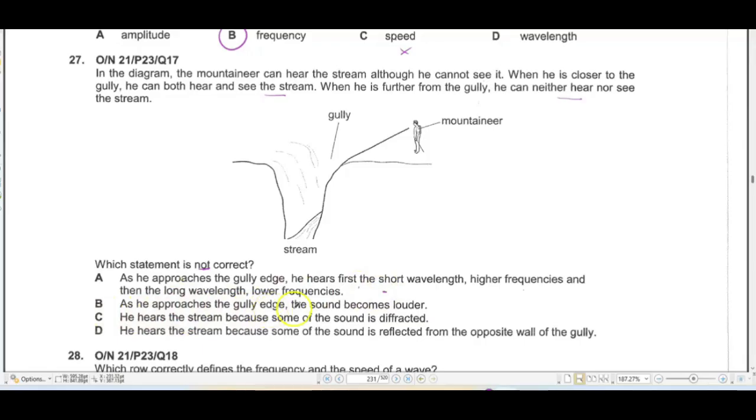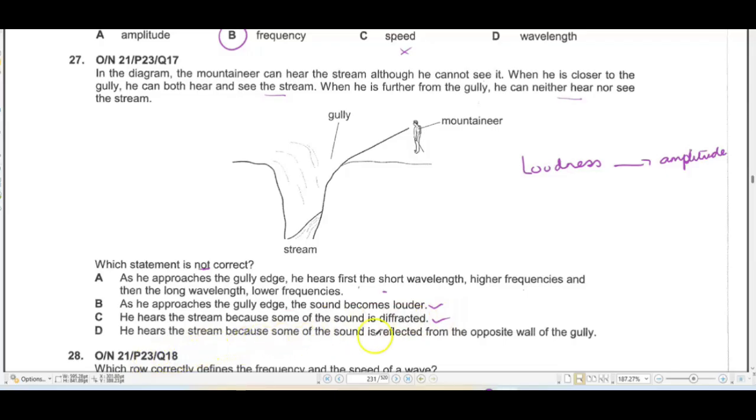B, as he approaches the gully edge, the sound becomes louder. Yes, this is correct. Sound becomes louder because the loudness of the sound depends upon the amplitude. Okay. So now you can hear this loud and clear. So this is correct, so this can't be our option. He hears the stream because the sound is diffracted. Yes, sound bends around the edges and that is why we can hear that. Okay, so this option is correct as well.